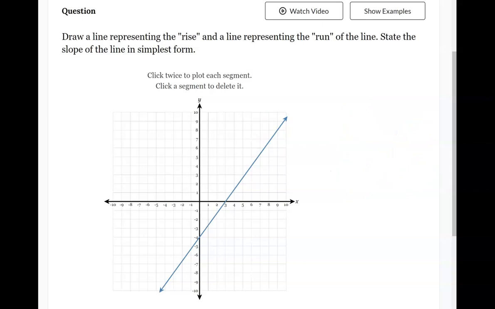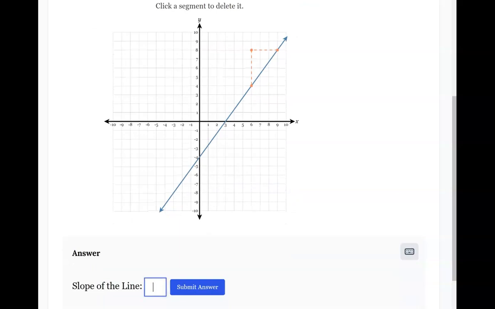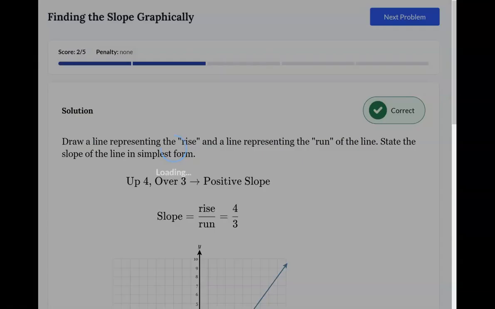So now I'm going to draw it with my mouse pad. I'm going to click once here and go up, and click once there and go over. Now I'm going to type 4/3 in my answer box.